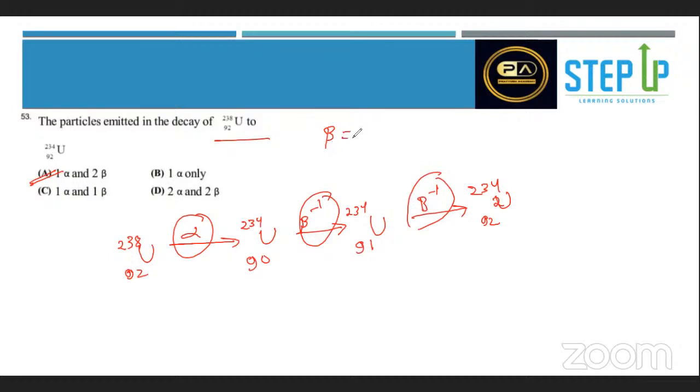A beta particle basically is represented like this: the top is 0 and the bottom is 1. Whenever a beta particle is emitted, this is the value of the beta particle. An alpha particle represents a helium atom, which is 2 and 4. So you can see that the charge increases by 2 and the mass increases by 4. Here the charge increases by 1, there is no change in the mass. So that's why we are writing it.